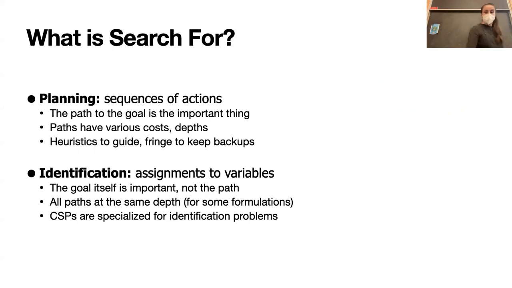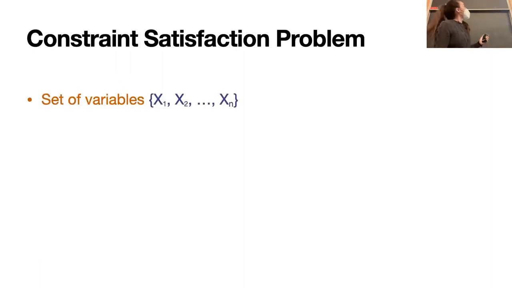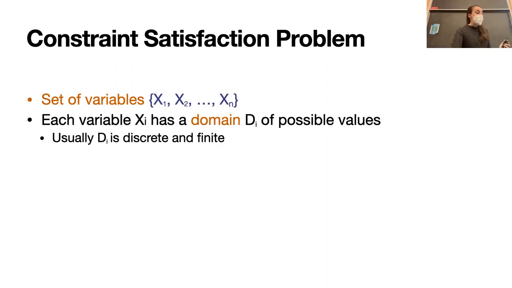Okay, so what is a constraint satisfaction problem? What makes this a little bit specialized search problem? Well, we are going to start with a set of variables. Here we have a set of n variables, x1 through xn. And each variable has a specific domain of possible values. Now, usually this D sub i is discrete and finite. And notice that the domain is defined for each variable. Variables can have different domains. Sometimes they have the same domain. Sometimes the domain changes over time. It just really depends.